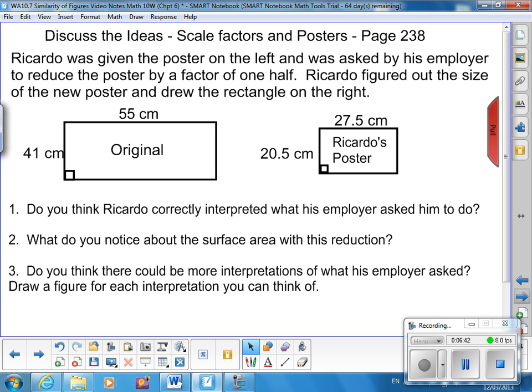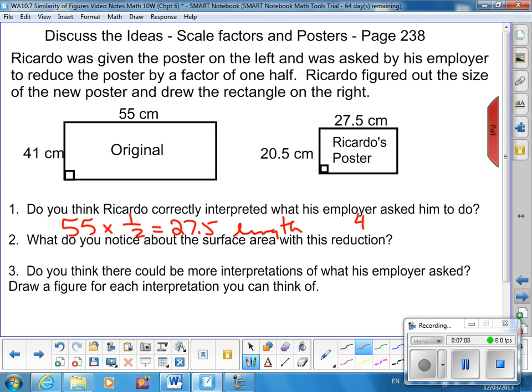Okay, Ricardo was given the poster on the left and asked by his employer to reduce the poster by a factor of a half. Ricardo figured out the size of the new poster and drew the rectangle on the right. Do you think he interpreted the instructions correctly? Well, if he took 55 and multiplied it by a half, he would get 27.5 for the new length. And if he took 41 and multiplied it by a half, he would get a new length of 20.5. So yes, he interpreted correctly.